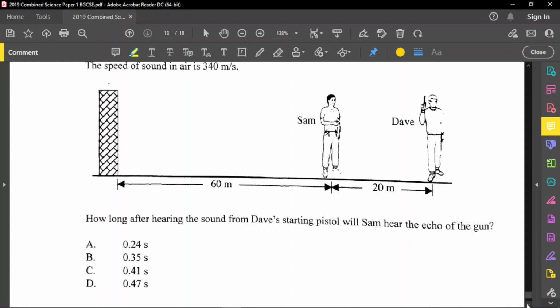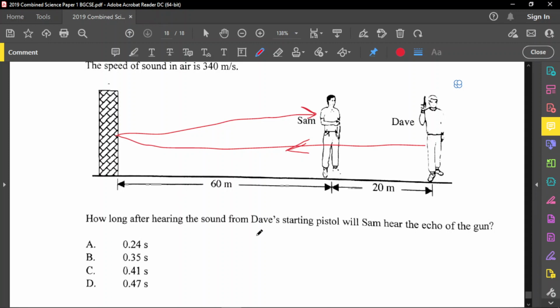Let me draw it so you get a sense of what I'm saying. When the gun makes the sound, it will travel all the way to the wall. Sorry, I mixed up Dave and Sam just now. The sound comes from Dave onto the wall and then reflects from the wall back to Sam. Sam will hear the echo at this point. So we're looking for time.